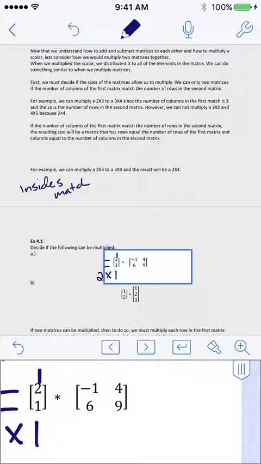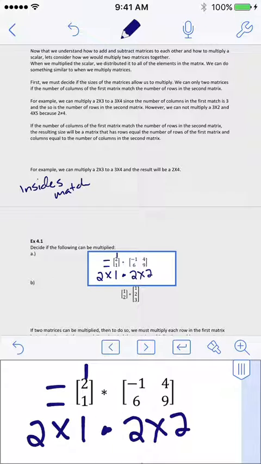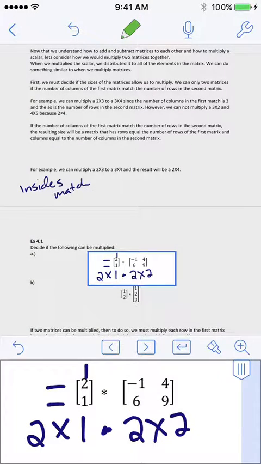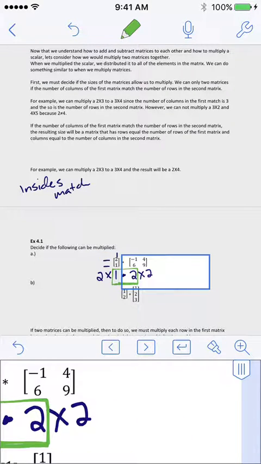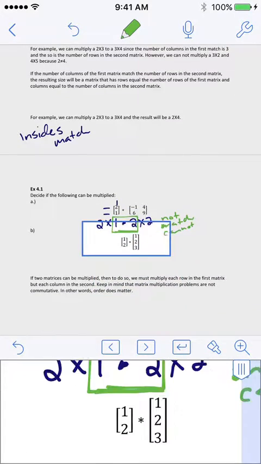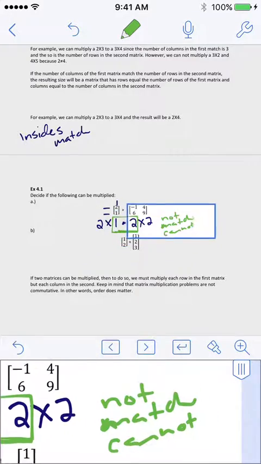What is the size of the second matrix? 2 rows by 2 columns. Awesome. Now, in order for these to be able to be multiplied, the insides of this little equation you see here have to match, meaning this end has to match this end. Does 1 match 2? No, it does not, right? So this is not able to be multiplied. It does not match. Okay, so we cannot multiply this one.